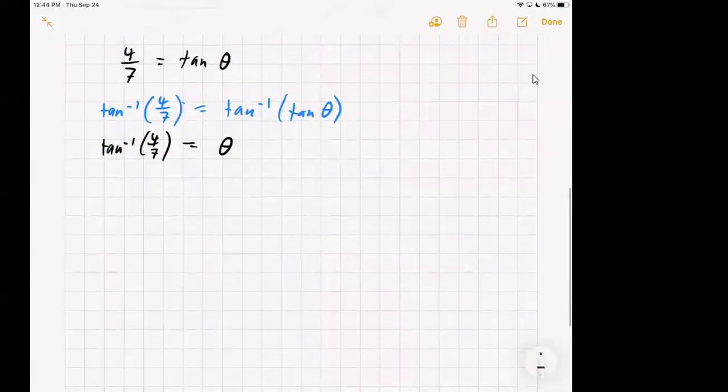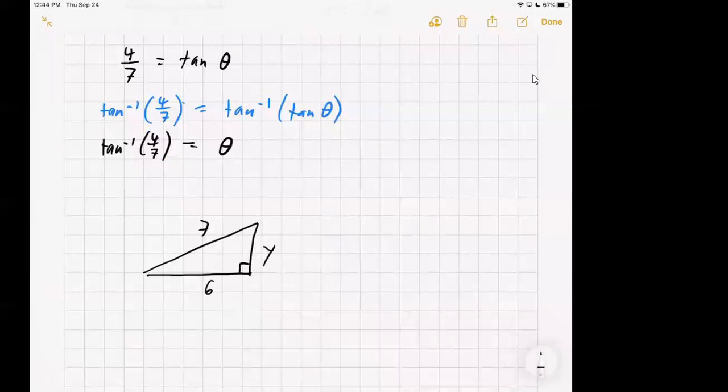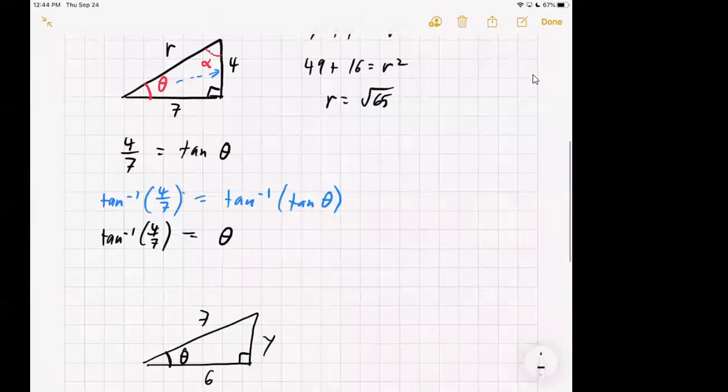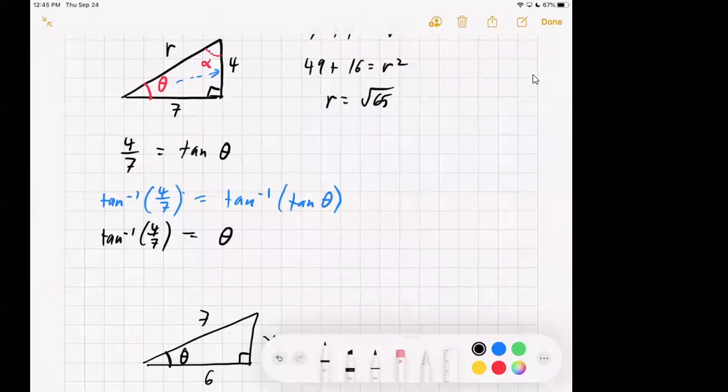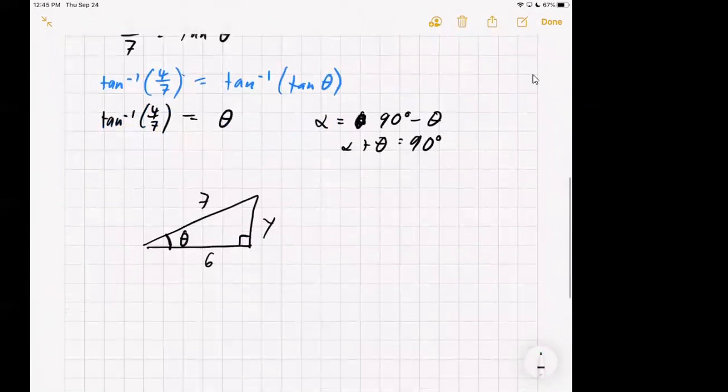Let's do one more. Let's say you had a triangle where you knew that this side was 6 and that side was 7, and you were trying to solve it. The first thing you do is get the missing side. Let's call that y this time. And then we're going to try to solve for this theta. Oh, in the previous example, you will also need to say that alpha is equal to 90 degrees minus theta. Alpha plus theta are 90 degrees. So that would give you the final angle.